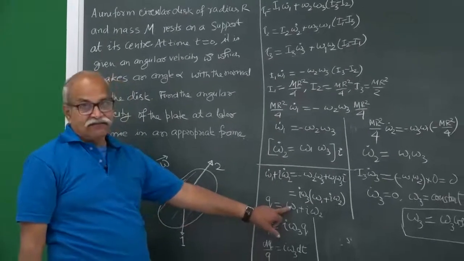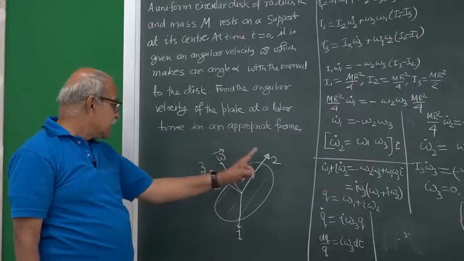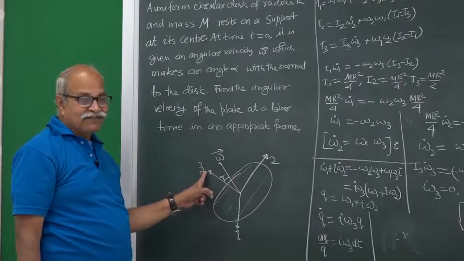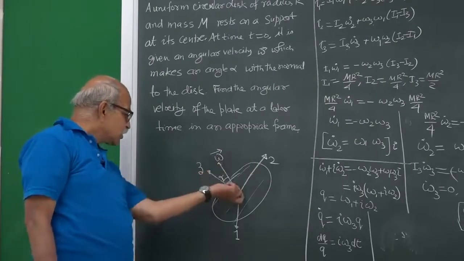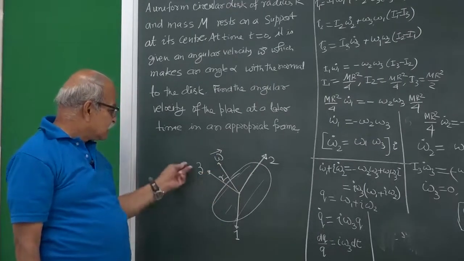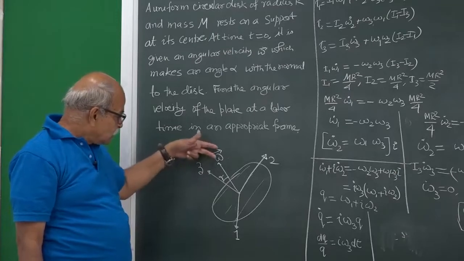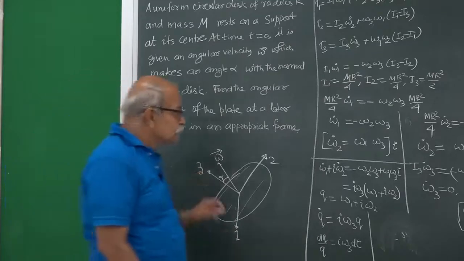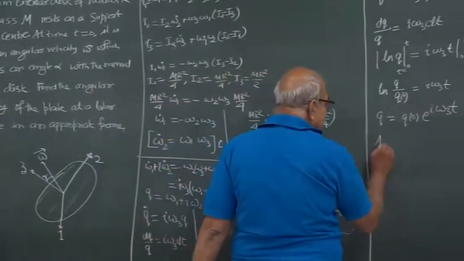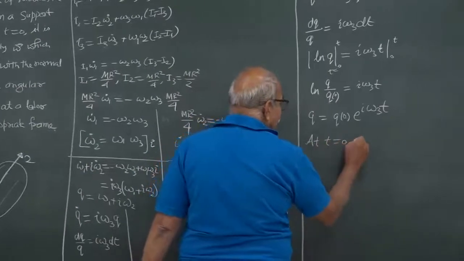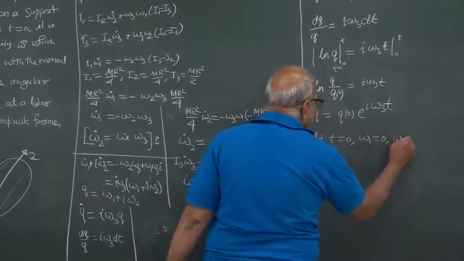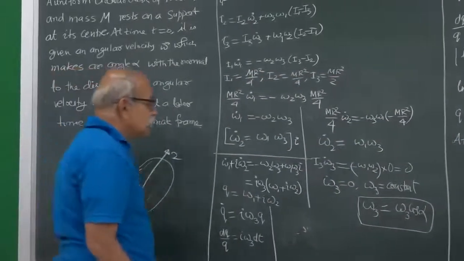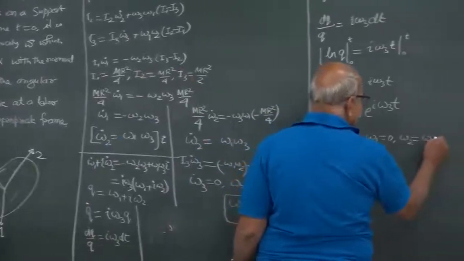Q is defined here. At t equal to 0, I have taken my 2 axes in the plane of omega and this 3 axis. So, these are in one plane and this is perpendicular to that plane, and therefore, this omega has no component in one direction. So, omega 1 is 0. So, at t equal to 0, omega 1 is 0 and omega 2 is omega sine alpha. So, it is omega sine alpha.